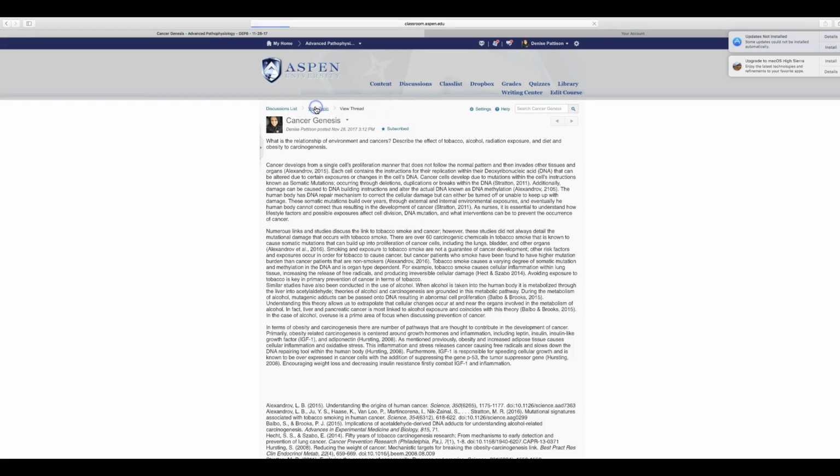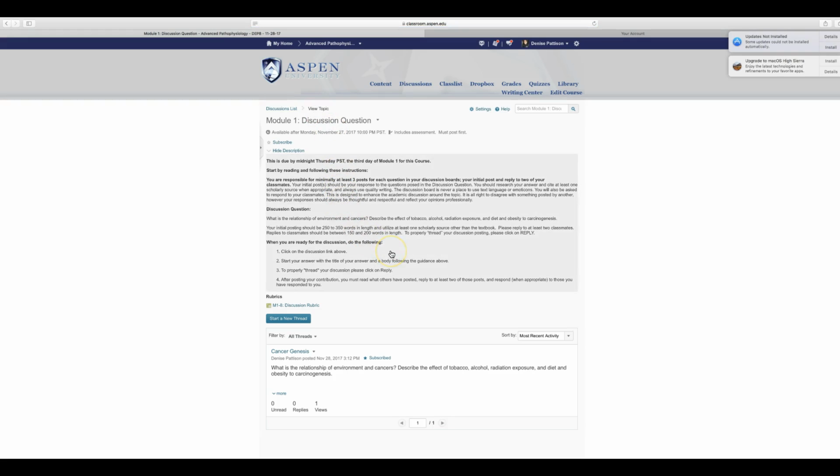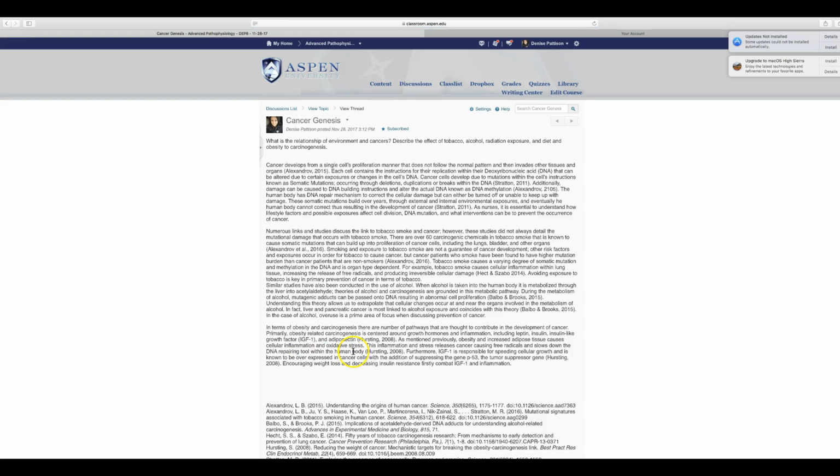So really quick, if you look at the prompt, it says, what is the relationship of environment and cancers? Describe the effect of tobacco, alcohol, radiation, exposure, diet, and obesity to carcinogenesis. It talks about your initial post, that you need to reply to two classmates, and that you need to use one scholarly source other than the textbook. You should be properly threading your response, which I've never run into a problem with people not being able to thread properly. But don't worry, if you do, I will give you numerous chances on figuring that out.